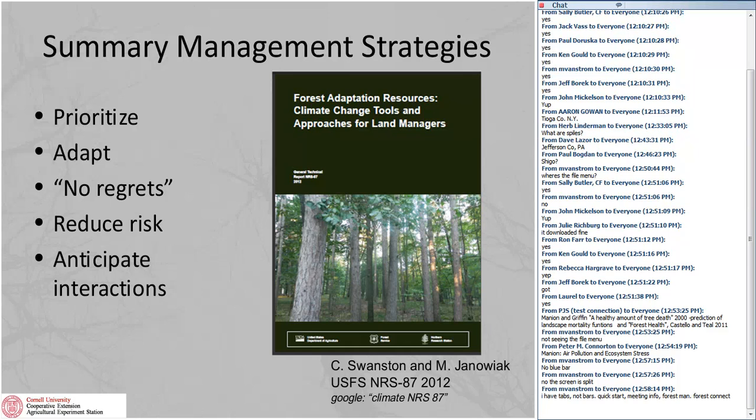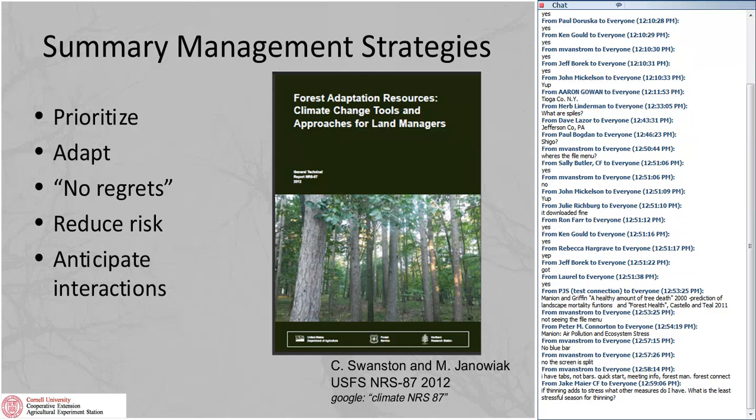And I'm going to open up the file transfer box. You should be able to see that on the screen, and you'll see the file name Forest Adaptation. If you click on that, I'm assuming folks can do this, you should be able to click on the download option. All right, I'm going to just minimize that, and you can go to that file in the upper left-hand corner, and I'll bring up that tab here in just a minute.